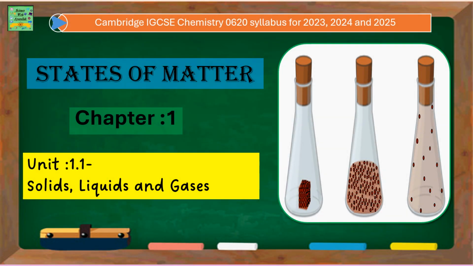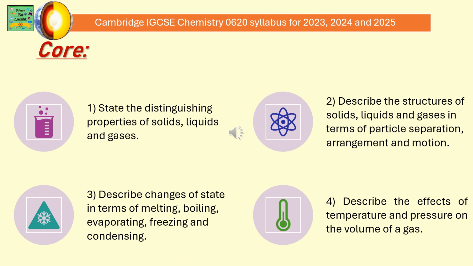States of matter, Unit 1.1 Solids, Liquids, and Gases. The core topics in this chapter have been listed over here. The first topic we'll be learning is differentiating the properties of solids, liquids, and gases.